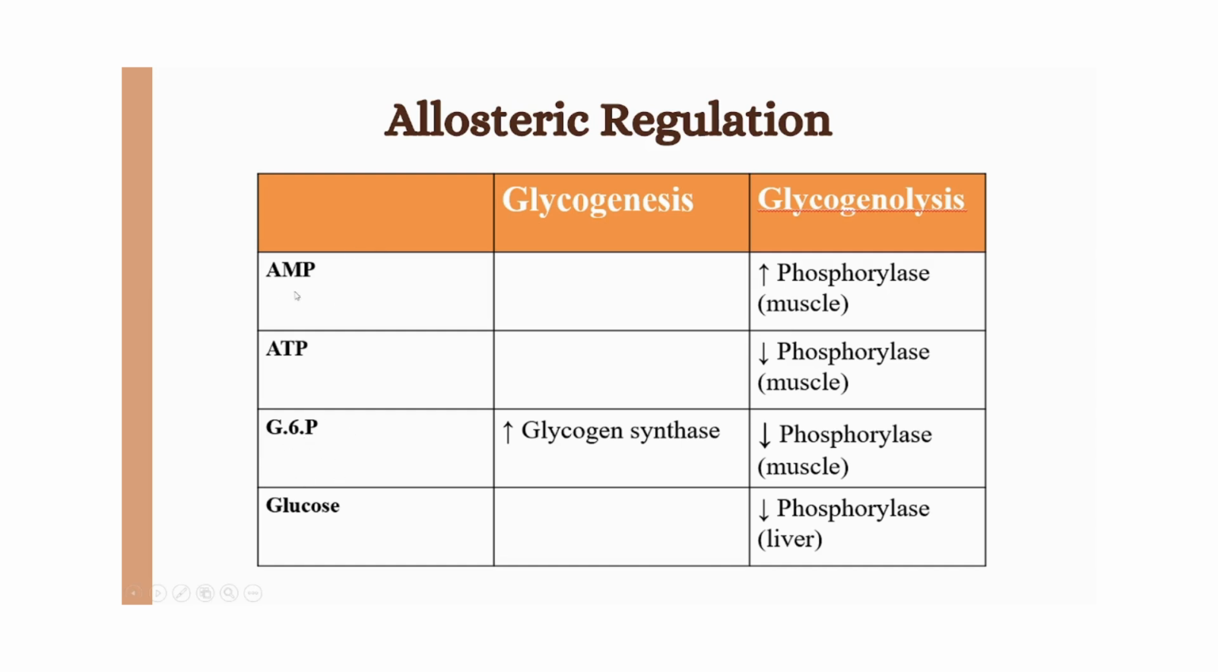AMP, which signifies low energy stores, activates muscle phosphorylase to release glucose from glycogen, of course, for use by the muscle, while glucose, which signifies abundance of energy, turns off or inactivates the phosphorylase of the liver. It tells the liver to stop glycogenolysis because there is a lot of glucose.